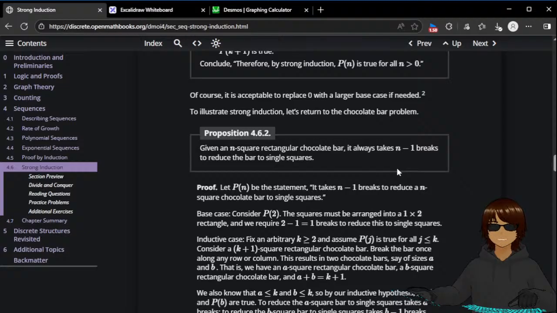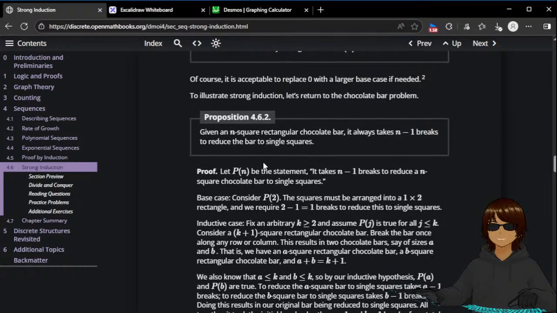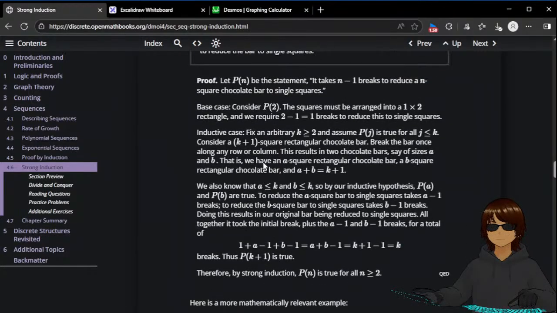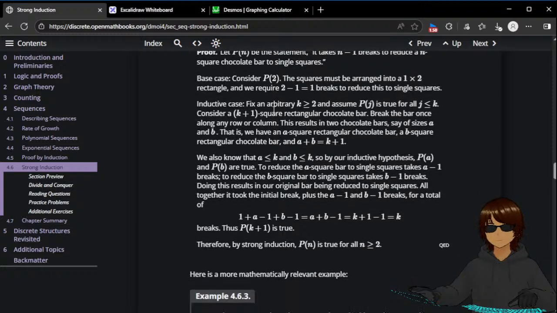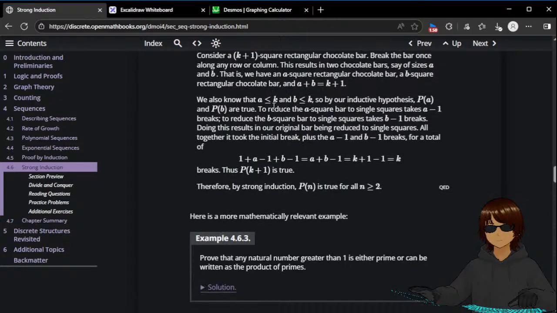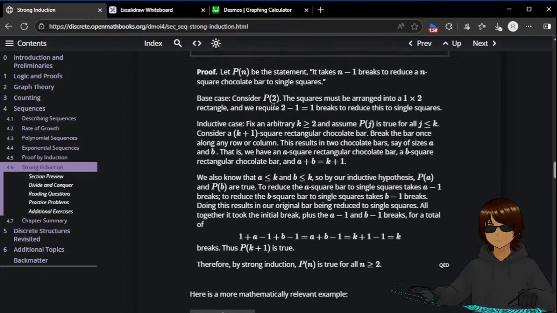To illustrate strong induction, let's return to the chocolate bar problem. Given an n square rectangular chocolate bar, it always takes n minus 1 breaks to reduce the bar into a single square. Let P(n) be the statement: it takes n minus 1 breaks to reduce an n square chocolate bar into a single square. Fix an arbitrary k greater than or equal to 2 and assume P(j) is true for all j less than or equal to k.